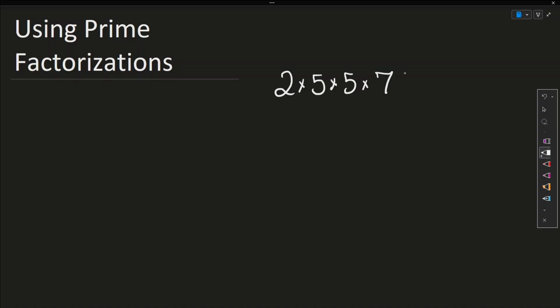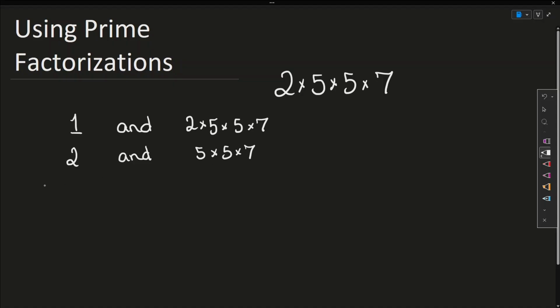Now, let's find all factor pairs of 2 times 5 times 5 times 7 without multiplying first. We can still think structurally. The number has prime factors of 2, 5, 5, and 7. So my possible pairs, we would always have 1 and the given number, 2 times 5 times 5 times 7. I can pull a 2 out of this prime factorization. When I do, I'm left with a 5 times 5 times 7. I can pull a 5 out. When I do, I'm left with 2 times 5 times 7.